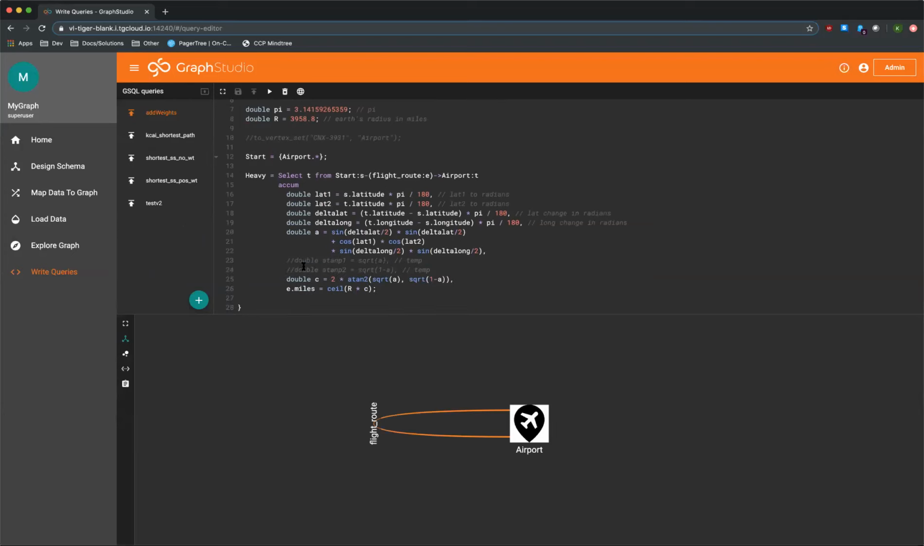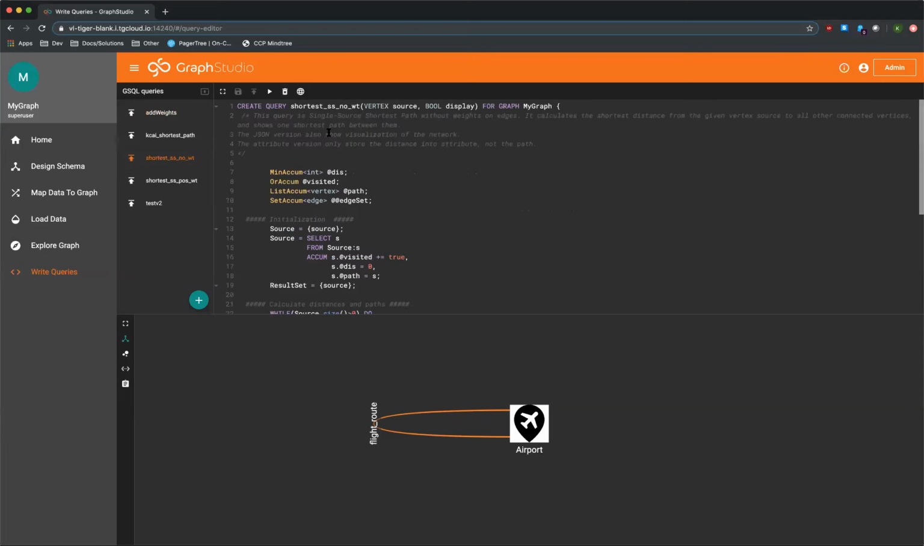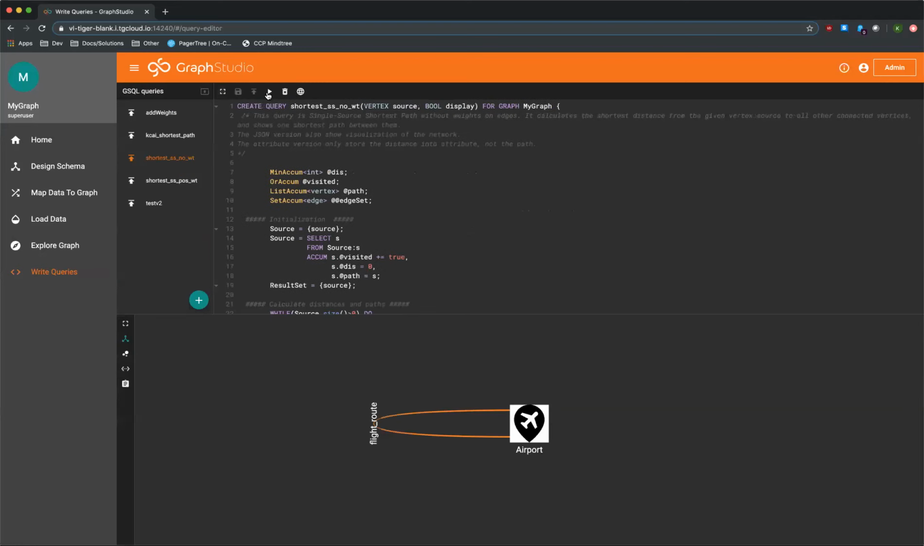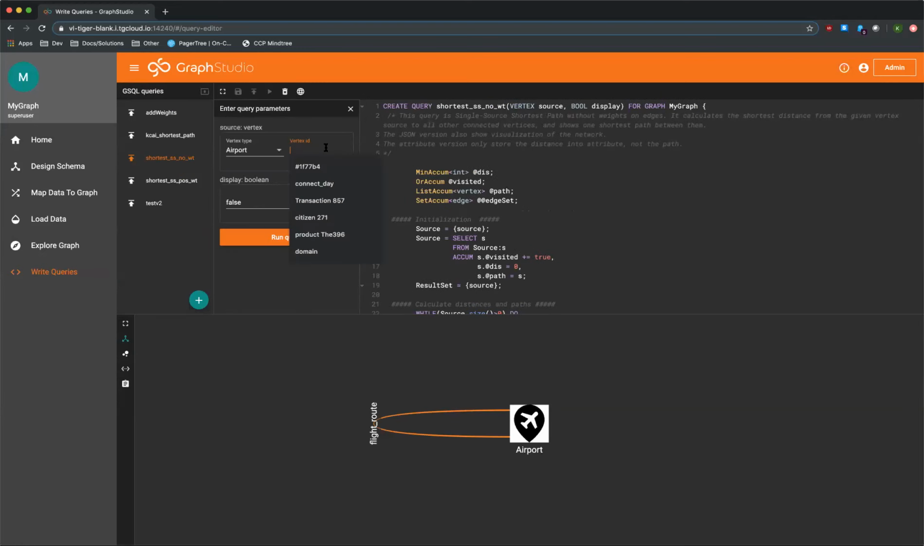So let's move forward. Let's show you shortest path. So let's go to shortest path, no wait. And let's just, in the interest of time, sort of do each one of these one time. You need your dash in there, right?